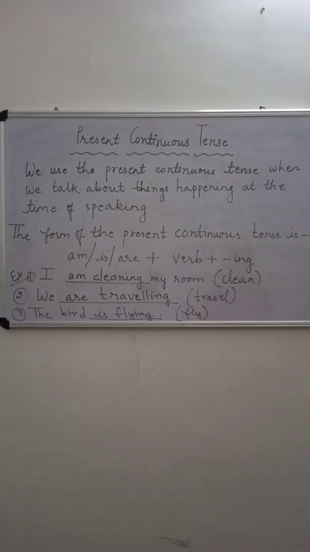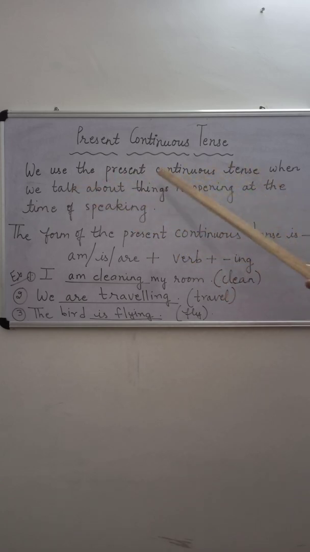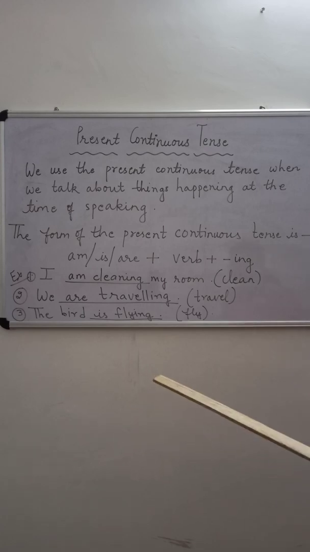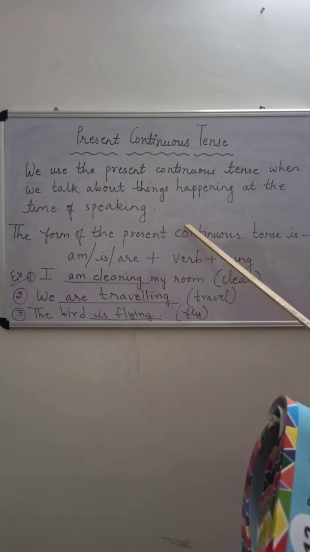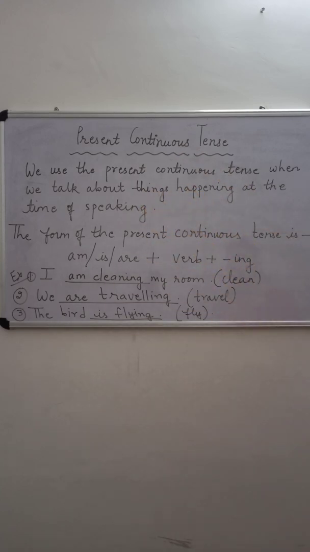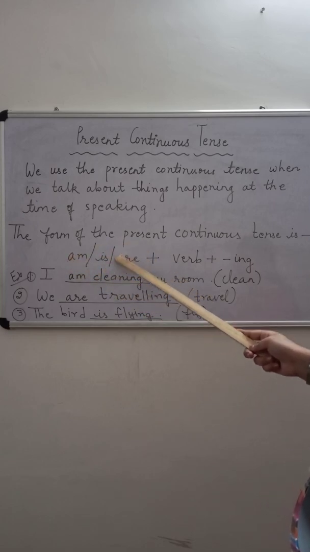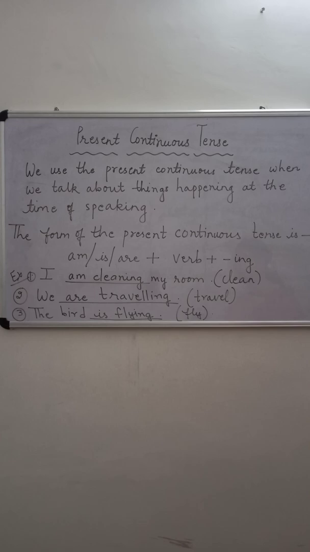So children, now I am going to teach you about present continuous tense. When do we use present continuous tense? We use the present continuous tense when we talk about things happening at the time of speaking. So a verb in the present continuous tense tells us of an action that is continuing at the time of speaking or writing. Now what is the form of the present continuous tense? The form is am or is or are plus the ing form of the verb.